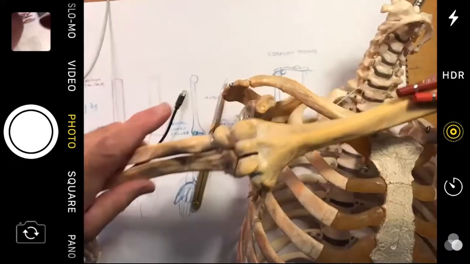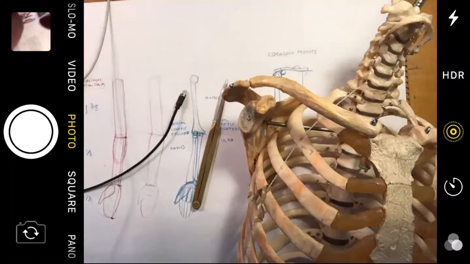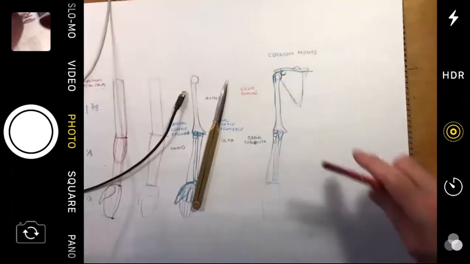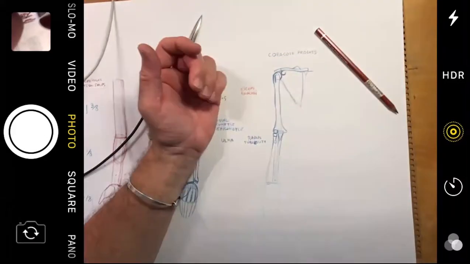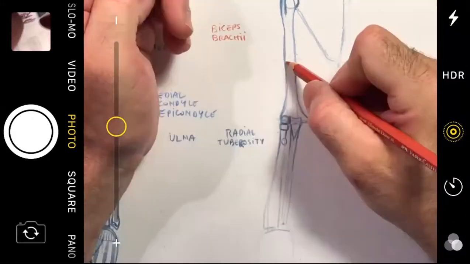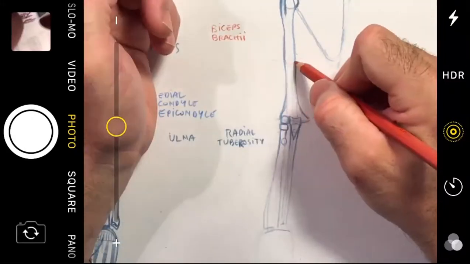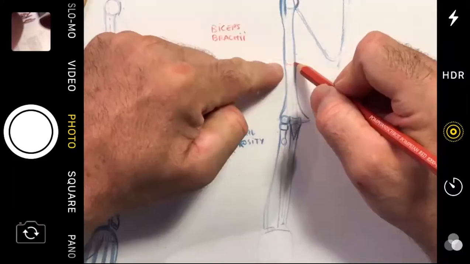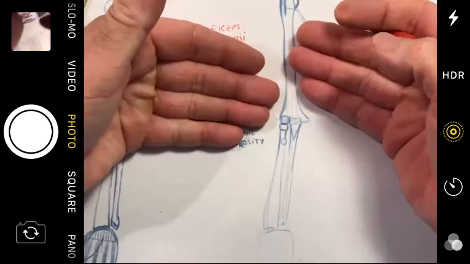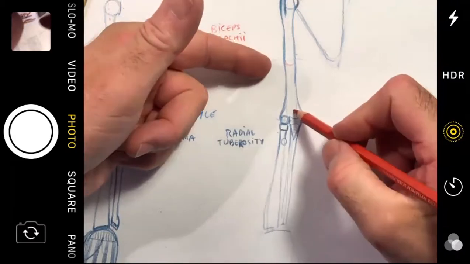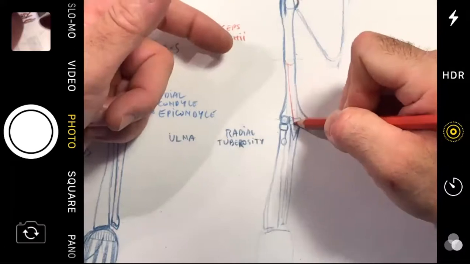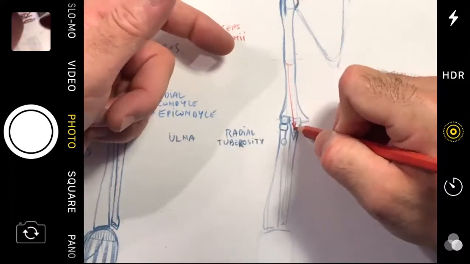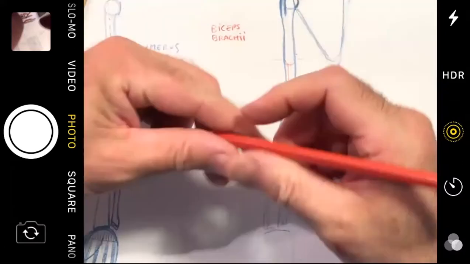So let's look at the muscle before we do this. And it's the brachialis, right? So the brachialis, and I don't need to show you on the skeleton. The brachialis is under the bicep, and it originates from the inferior half of the anterior portion of the humerus, and it goes here to the tuberosity of the ulna.